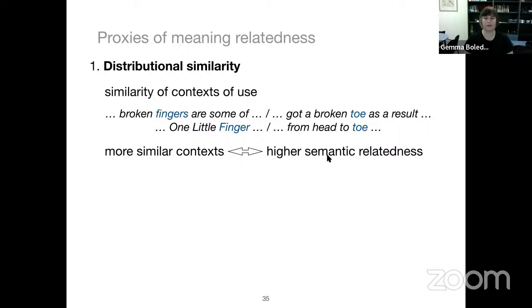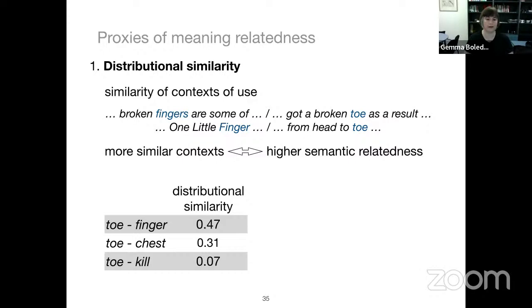And just to ground this notion in specific examples, the distributional resource that we use tells us that the English words toe and finger have a distributional similarity of 0.47. And the words toe and chest are still related, but not as much. They have a distributional similarity of 0.31. Whereas the words toe and kill have a very, very low distributional similarity. And extrapolating, we say that they have a very low semantic relatedness.